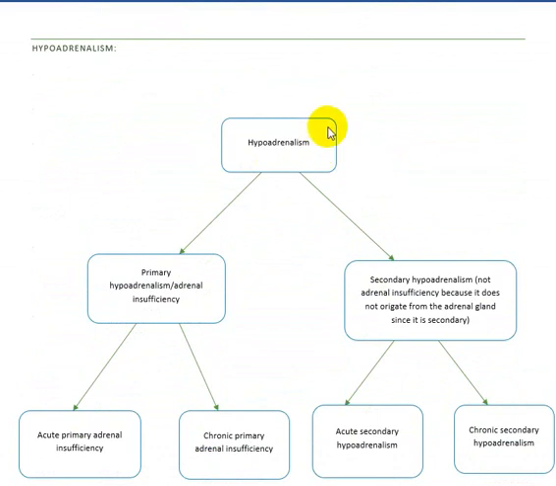Now you have hypoaldosteronism. Hypoaldosteronism can be divided into two main parts: primary hypoaldosteronism, or adrenal insufficiency, and secondary hypoaldosteronism. Primary is adrenal insufficiency, while secondary is not adrenal insufficiency because it does not originate from the adrenal glands. So it is not the adrenal that is insufficient or not working. It's from another source.